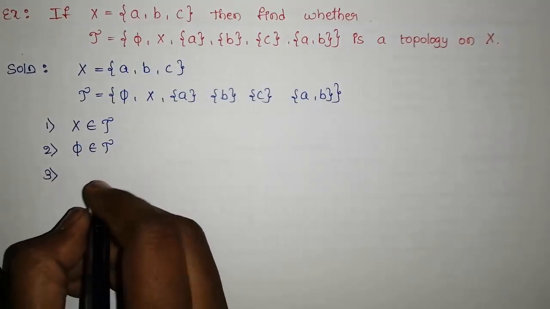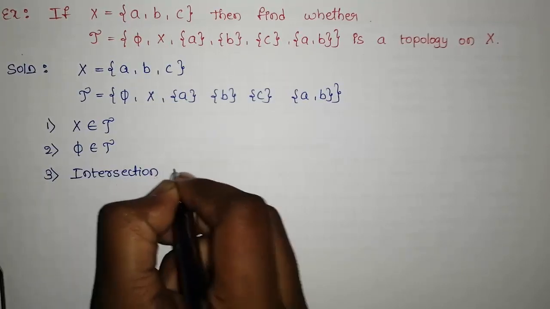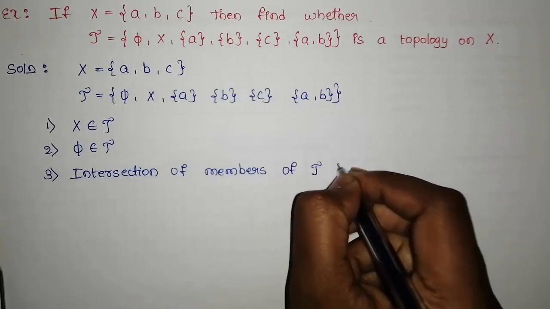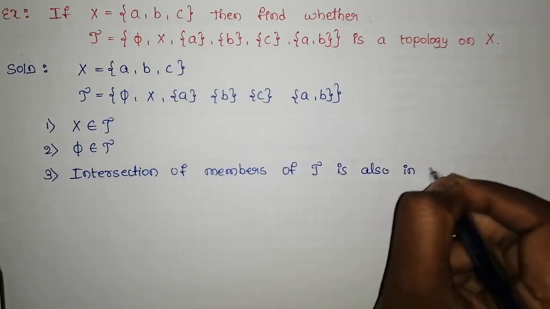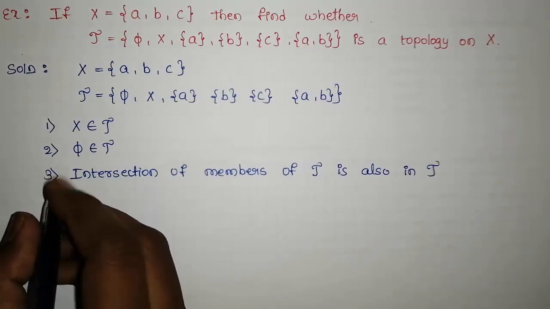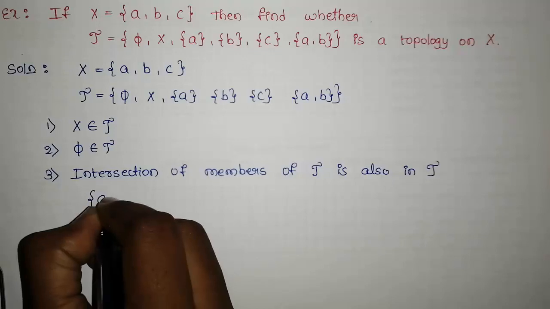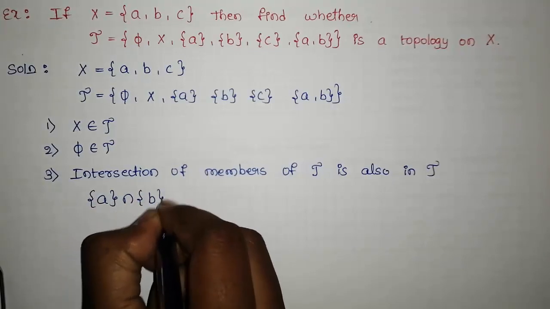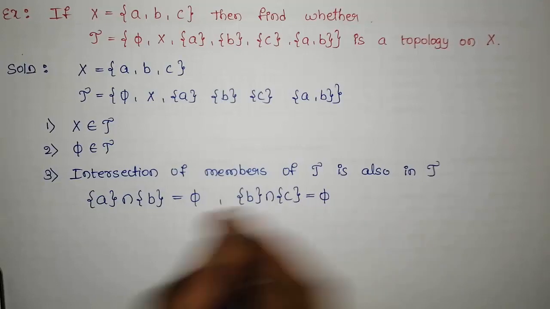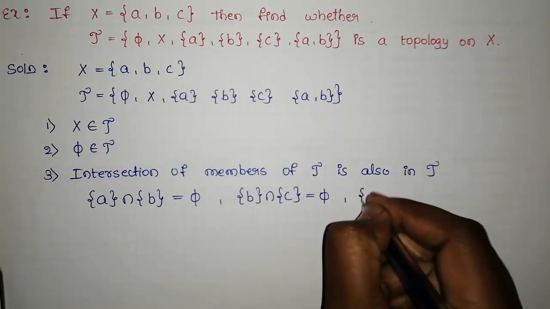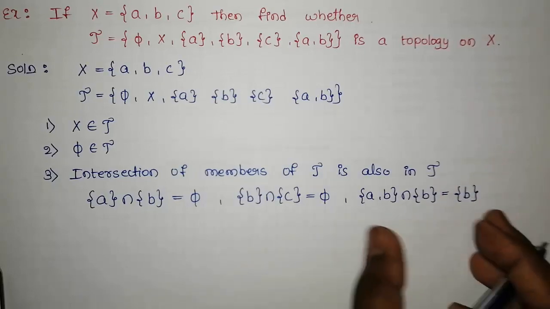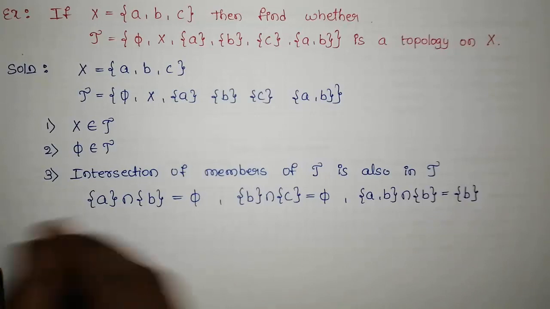So next condition, intersection of members of tau is also in tau. Okay? So here we have to consider that the intersection of members of tau is also in tau. So let's see. Intersection of {a} and intersection of {b} gives phi. And intersection of {b} and {c} gives that also phi. It belongs here. Okay. So, {a, b} intersection {b}, this gives {b}. Similarly, we have to check that it satisfies the condition: intersection of members of tau is also in tau.